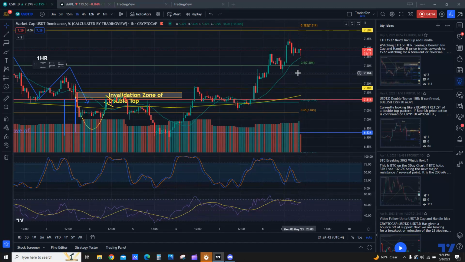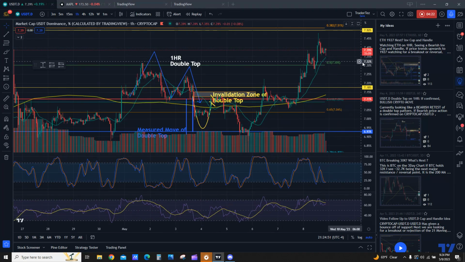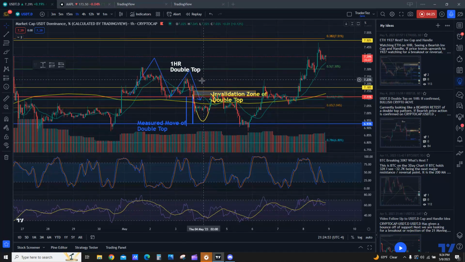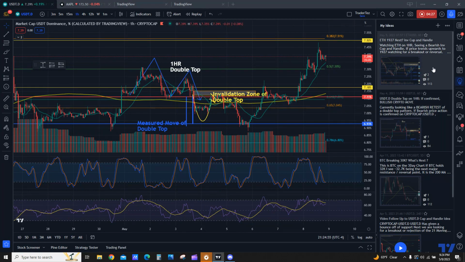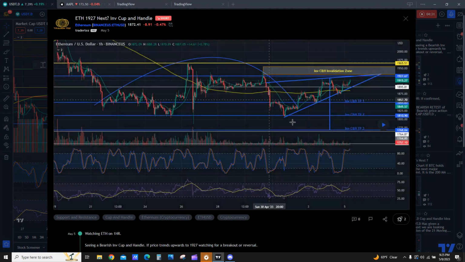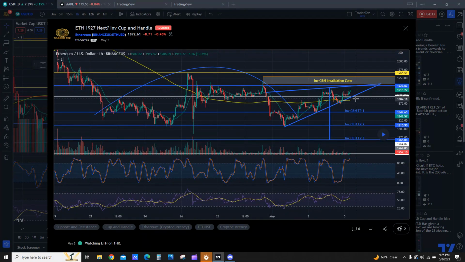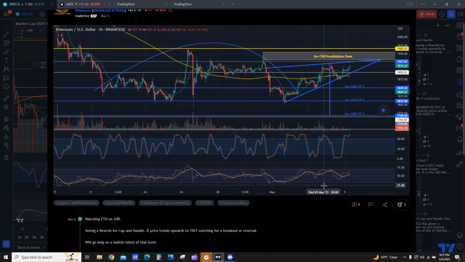So, I mean, right now we're just trading in a range. So the way that I used this last week was I traded Ether on top of this. So at the same time that I posted this, I also posted this Ethereum chart. And initially when I saw it, it was down here. And this is an inverse cup and handle pattern, which is a bearish pattern.